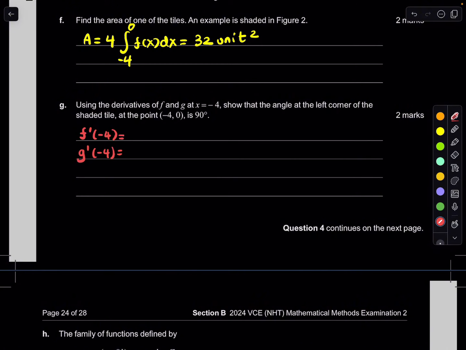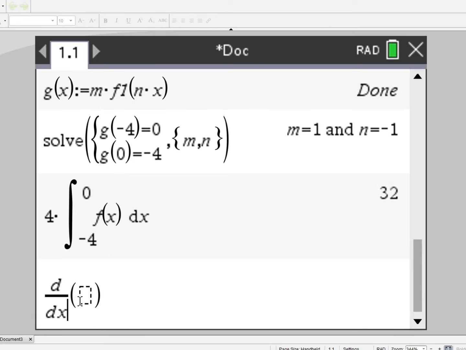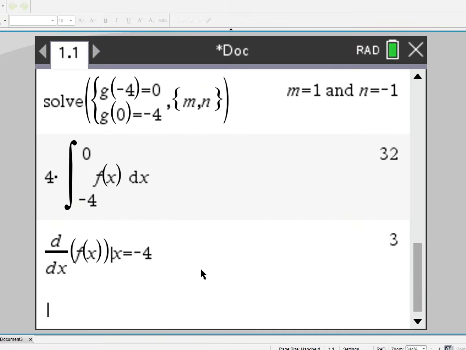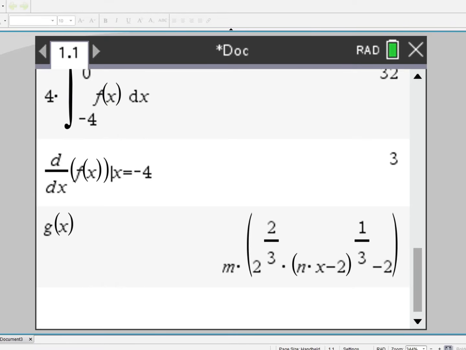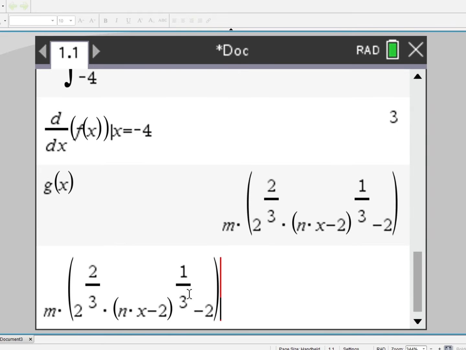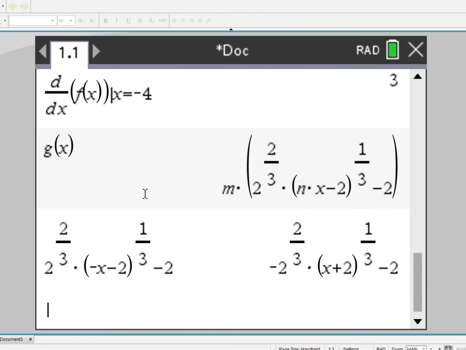So let's go to our calculator. We want to derive f of x at x equals negative 4. And that's going to give me 3. Beautiful. And we'll do that for g of x. Do I have g of x defined? It's in terms of m, but we already know m is 1. So we can get that out. M is 1. N is what? We said it was negative 1. So negative x. Done. So let's define this g of x here.